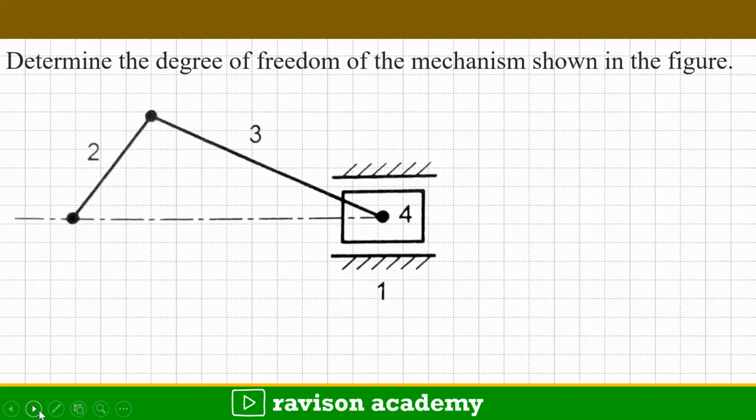So in the previous video, we have seen about the degree of freedom in the turning pairs. So here we want to find out the degree of freedom in the turning pair along with the sliding pair. The figure shown here is the slider crank mechanism. Here we want to find out the degree of freedom for this given mechanism.